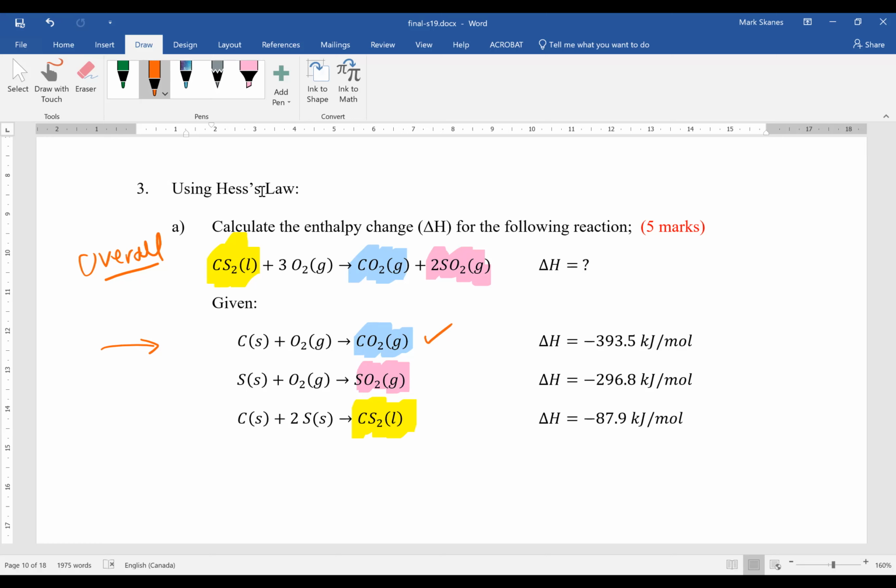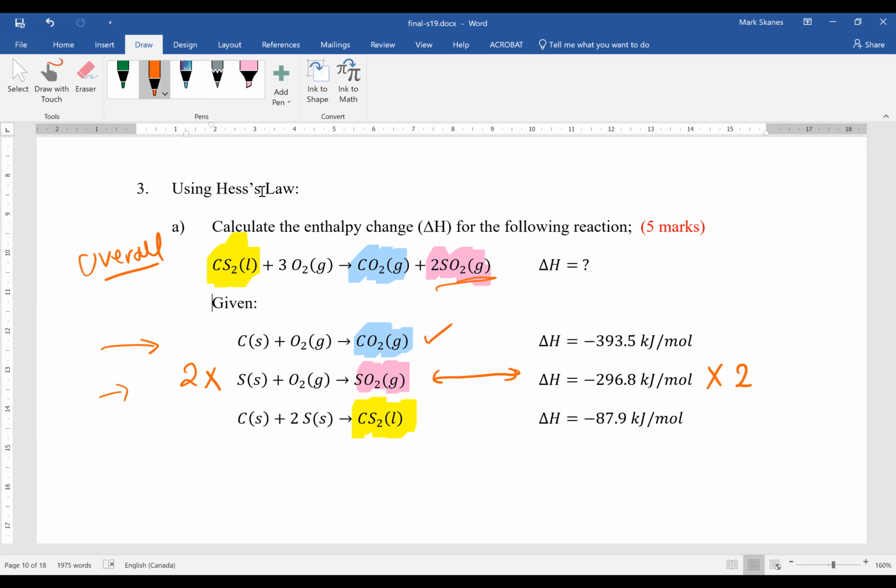What about SO2? Well, SO2, there are 2 of them, and they are products. So what I'm going to do with equation 2 is multiply it by 2. But that means I also need to multiply the enthalpy by 2. Whatever I do here, I need to do to the enthalpy as well.